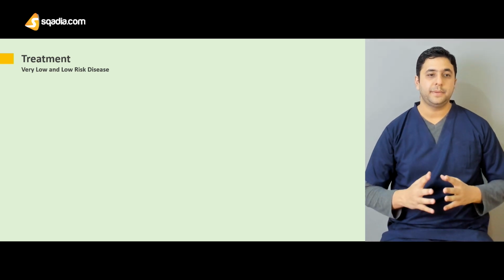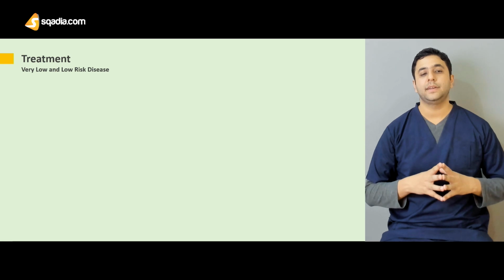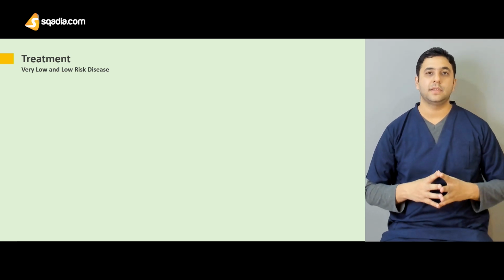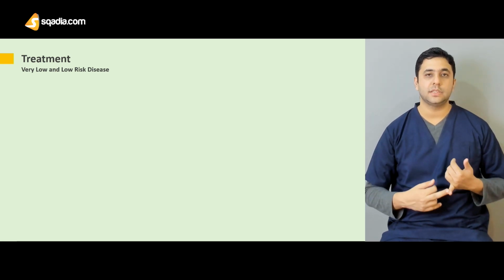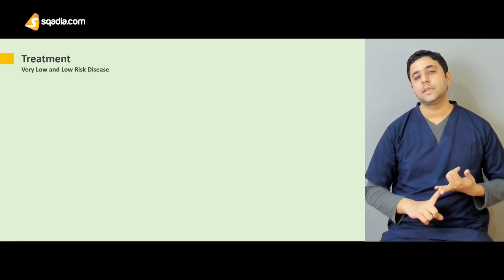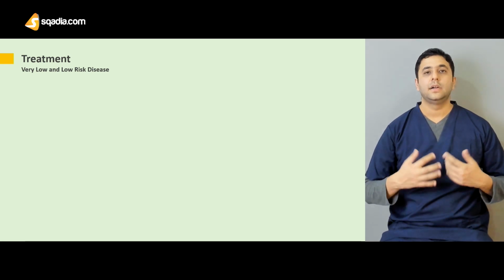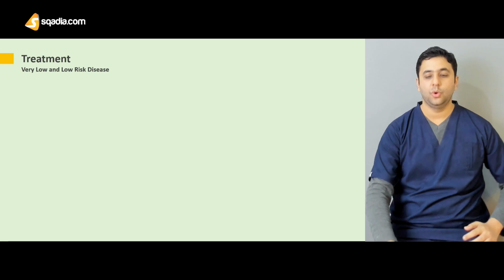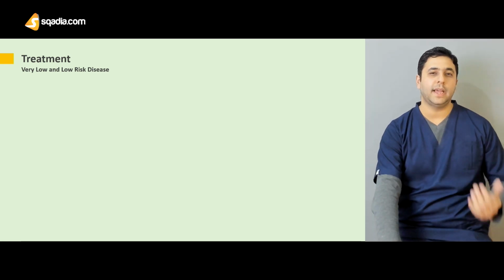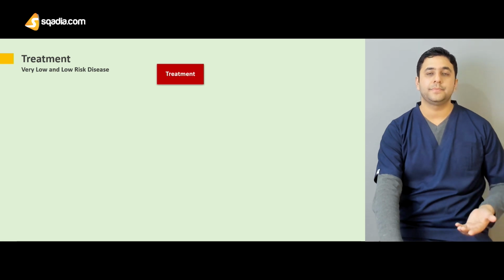Now, to treat these patients, we stratify them based on their risk factors, which we talked about in the previous slides, into either very low risk, low risk, intermediate risk, or high risk categories. Let's talk about the very low and the low risk category. If the patients don't have the important risk factors which we talked about in the previous slide, then those are classified into the very low and the low risk disease.